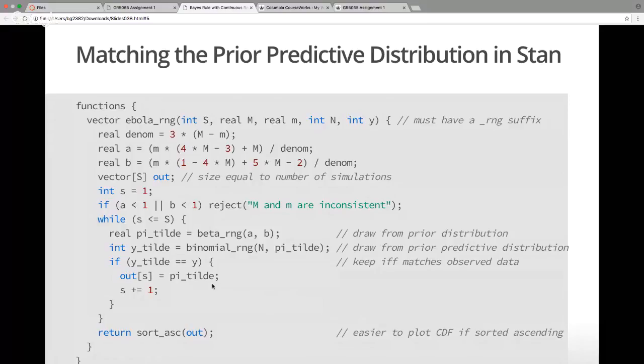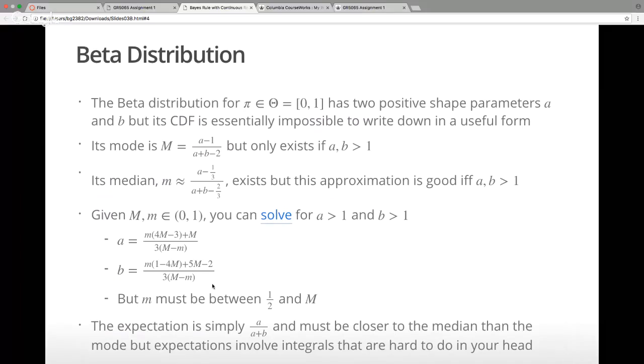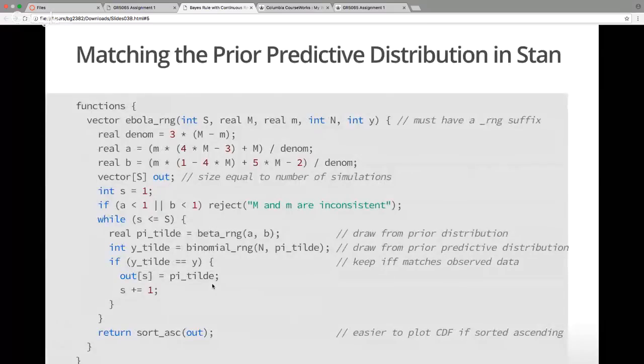So I calculate the denominator just once and use it twice because it's the same for A and B. Then I'm going to allocate a vector of size S called out. This is the thing that is going to be returned by the function. I initialize an integer lower s to 1, and then I start a while loop as long as little s is less than or equal to big S.